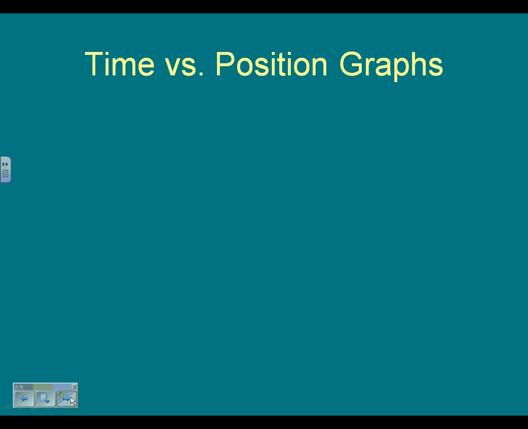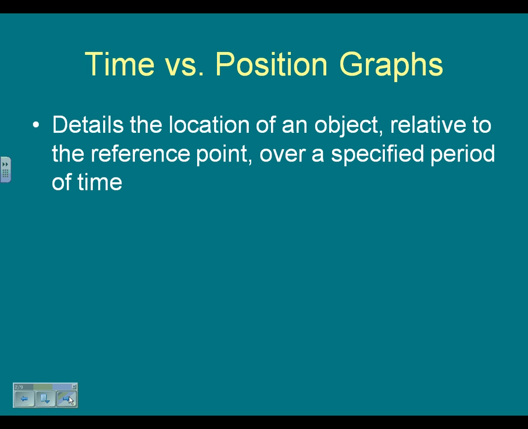So, first definition, time versus position graph: details the location of an object relative to a reference point over a specified period of time. Hopefully, you read that and go, duh, because that's the name of it, time versus position, right? We talked about position, the location of an object relative to a reference point, and if it's time versus position, it's going to tell us the location of that object over a specified period of time.